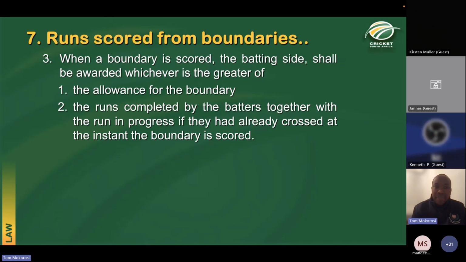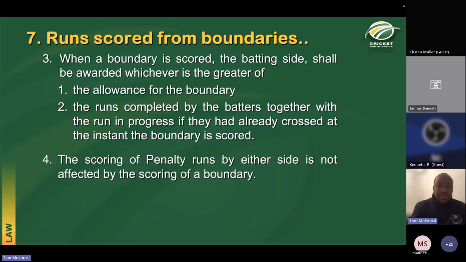I've never seen it happen, but the law says that you can score more runs than a boundary 4 if you complete running more than 4 runs before the ball crosses the boundary. I hope that makes sense. The scoring of penalty runs by either side is not affected by the scoring of a boundary. Penalty runs always stand regardless of what runs the batter scores.